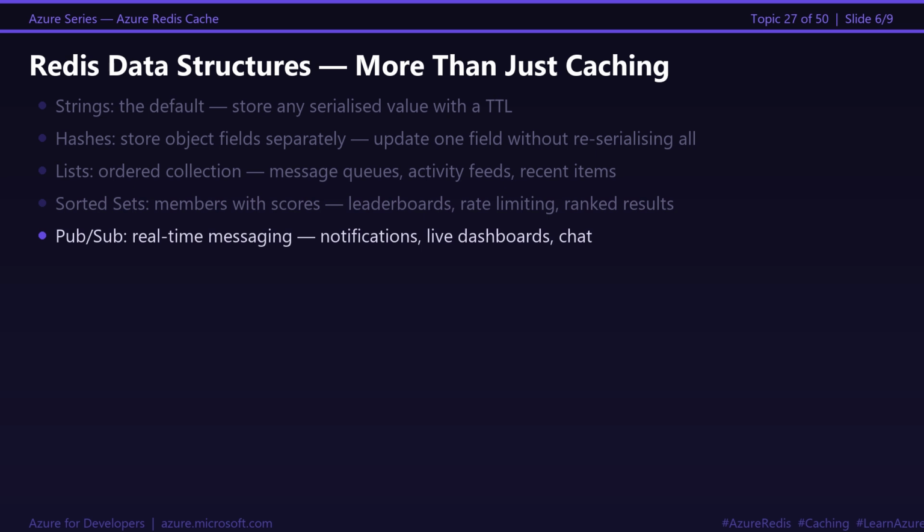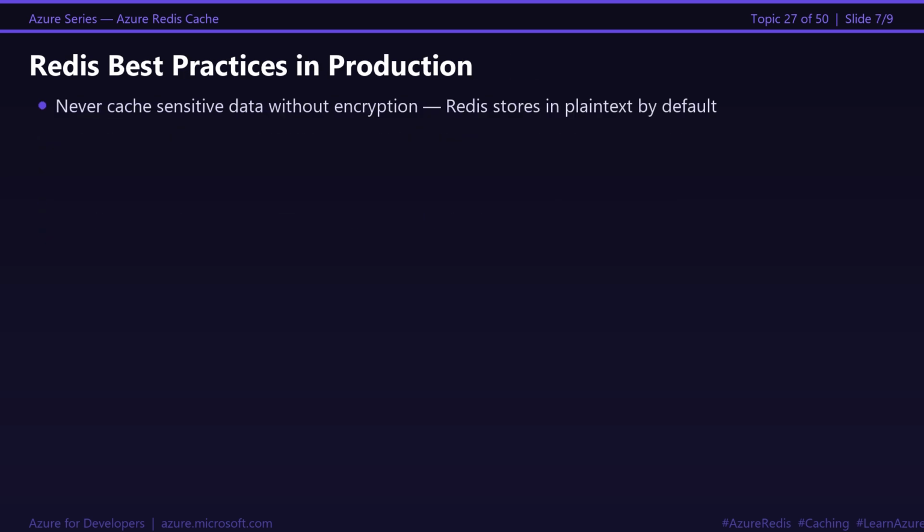Pub/sub turns Redis into a lightweight message bus. Publisher writes a message to a channel. All subscribers on that channel receive it instantly. Use this for live notifications, real-time dashboard updates, and chat features. Not as reliable as Service Bus, messages are not persisted, but fast and simple.